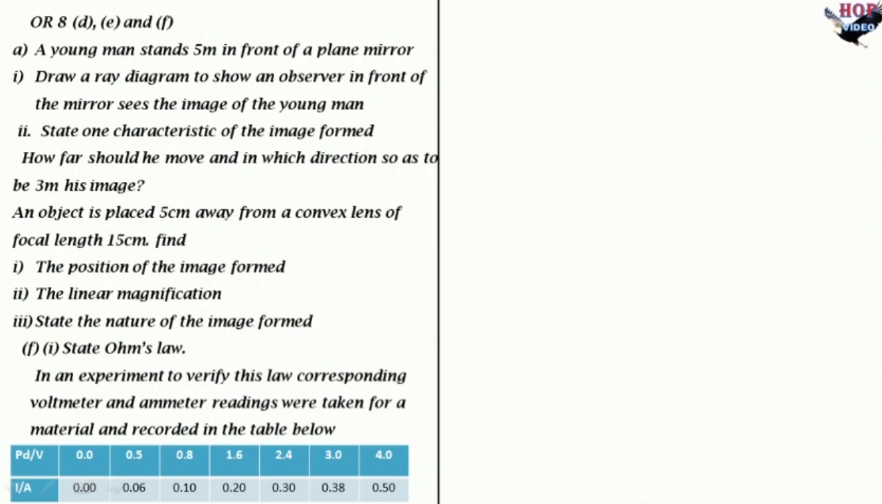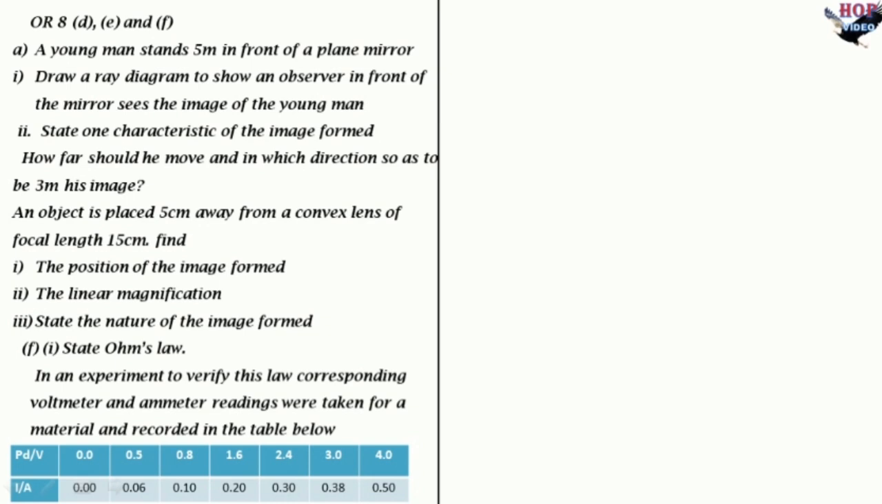Right, on to the second part of question 8, D, E, and F. D says a young man stands 5 meters in front of a plane mirror. Draw a ray diagram to show how an observer in front of the mirror sees the image of the young man. State one characteristic of the image formed. How far should he move and in which direction so as to be 3 meters from his image?